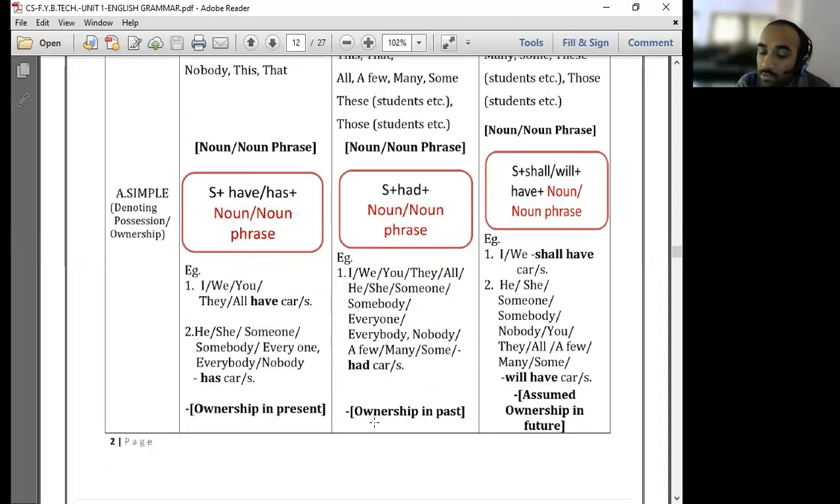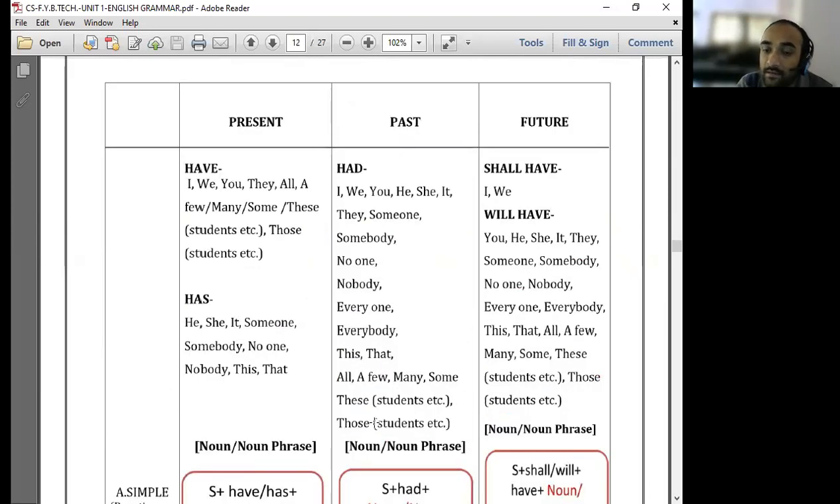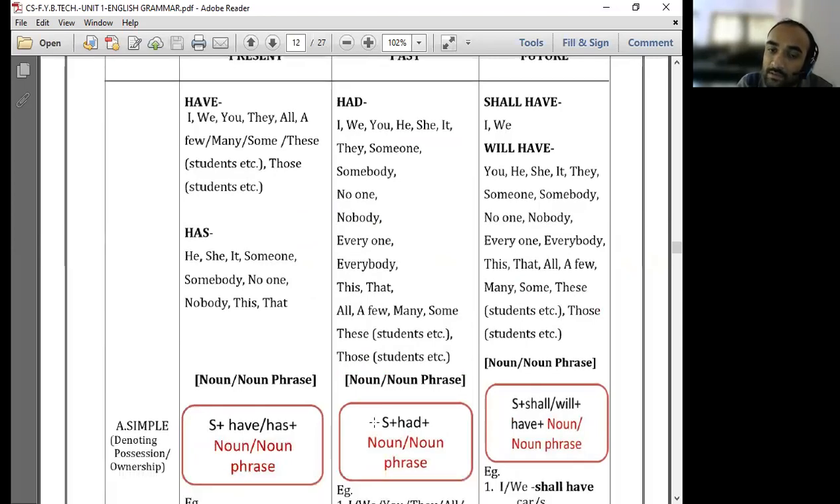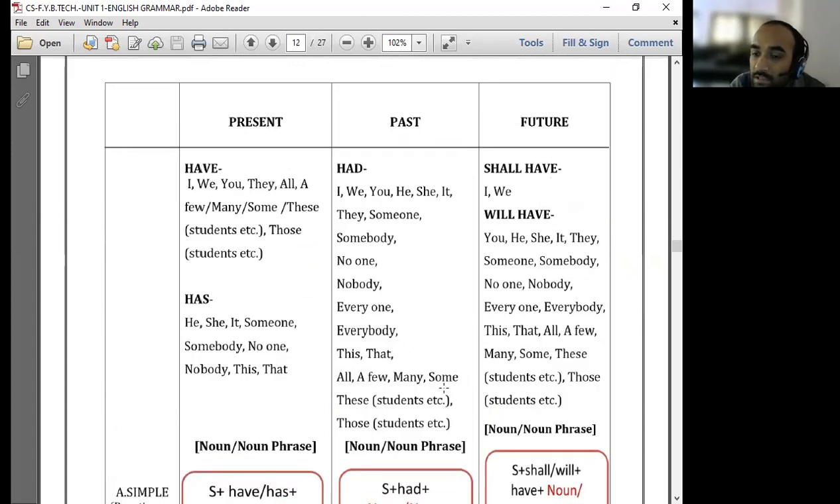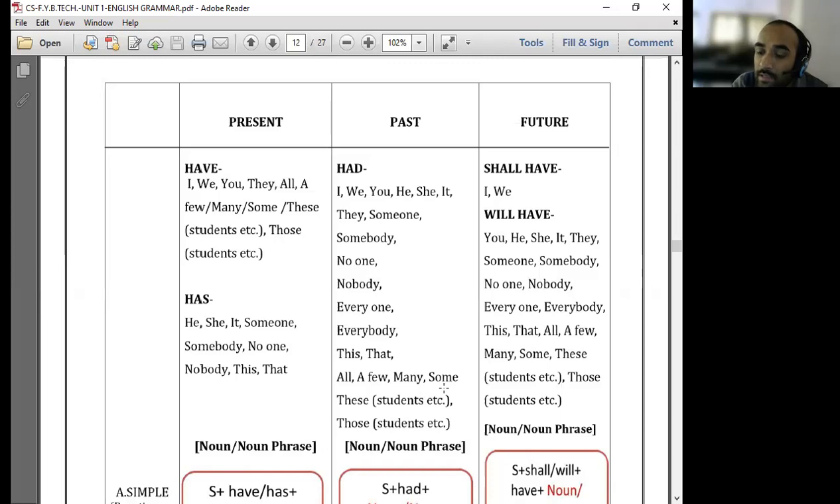So for showing the ownership in the past, we use the had in the past. Okay. For showing the ownership in the present, we use have or has. Okay. For showing the ownership in the past, we use had. And for showing the ownership in the future, we use shall have or will have. So shall have is used for showing the ownership in the future for I and we.